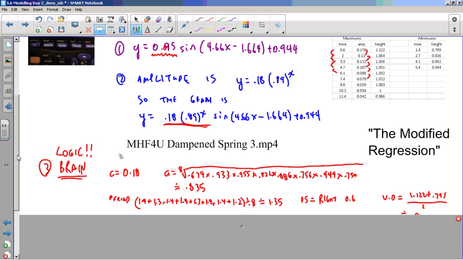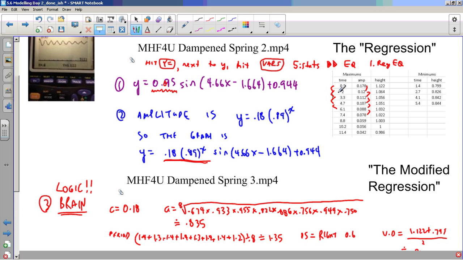In fact, remember, the period is just the horizontal distance between maximums. So from 0.6 to 2 was 1.4. From 2 to 3.3 was 1.3. And since I'm just adding each cycle, this is a normal arithmetic mean. I add them up and divide by 8, and I get a period of 1.35. The first maximum was right at 0.6 seconds. So that's my phase shift.